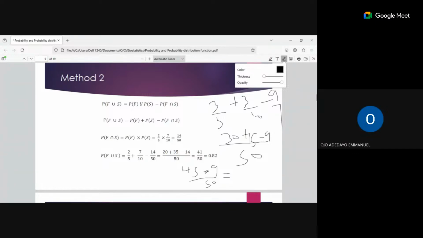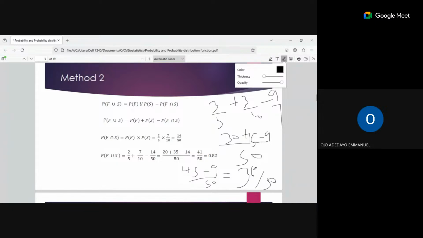So by the time we do this subtraction now, we're going to have what? We're going to have 30 what? That's 36. 36 over what? Over 50. That is the probability that at least one of them will die. Remember that the probability that at least one of them will survive is this. The probability that at least one of them will die is this.